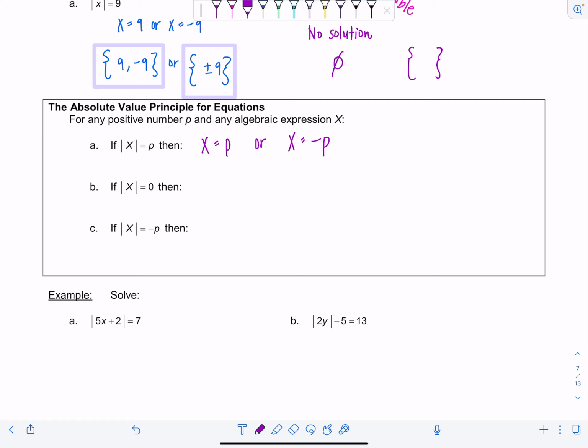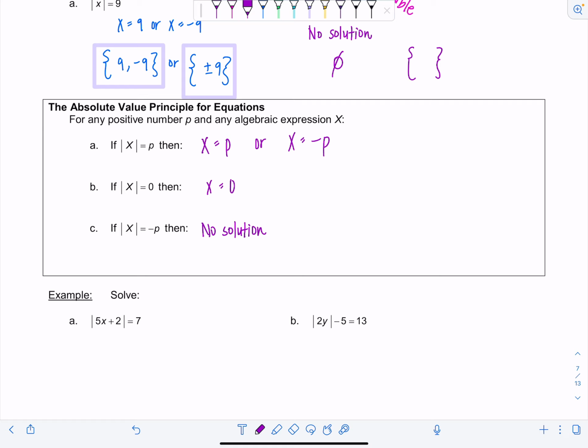B, if the absolute value of X is equal to 0, then you just drop the absolute value, set whatever's inside the absolute value bars equal to 0, and solve. The reason you only have one case there is because positive 0 is the same as negative 0. And then lastly, if the absolute value of X is equal to negative p, then there's no solution. Don't try to drop the absolute value bars and write two equations and solve. Your solution will just be bogus. Don't do it. So right away from the beginning, if you notice you have the absolute value of some quantity and it equals a negative number, stop immediately and just put no solution.